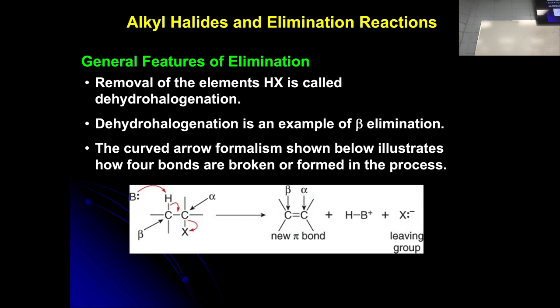Notice where the double bond's going to be. It's going to be between the alpha and beta carbons. It's an easy way to make alkenes. The question you should have right now is, why is the base attacking the hydrogen and not just functioning as a nucleophile and displacing the halogen and doing a substitution?